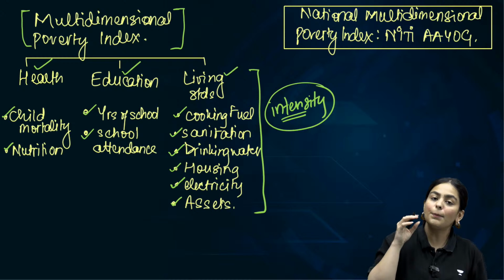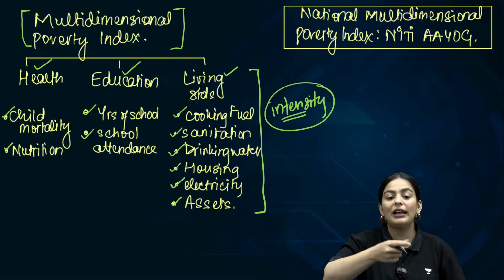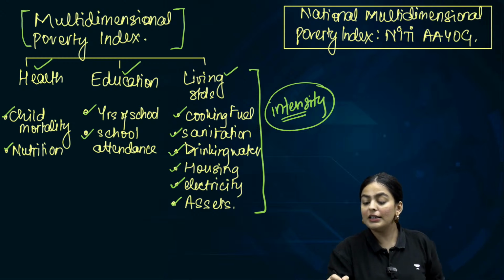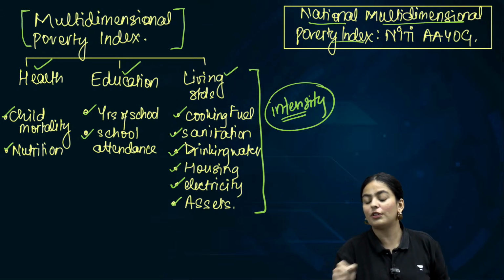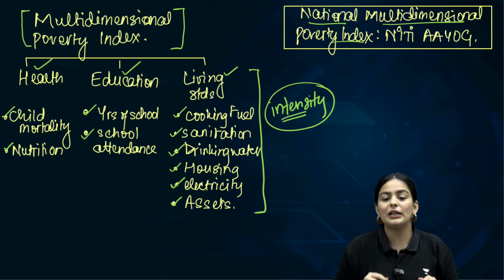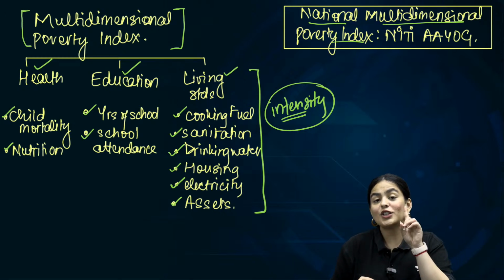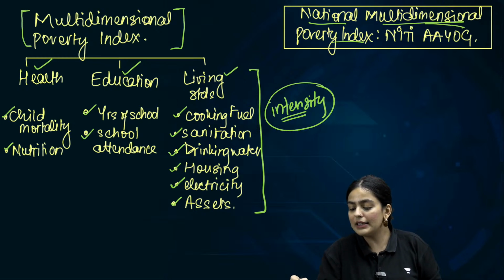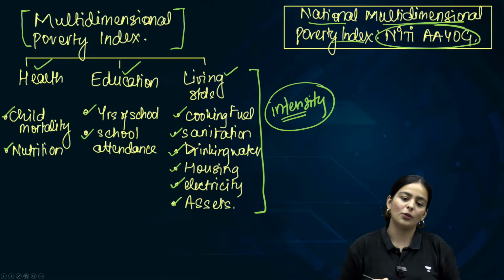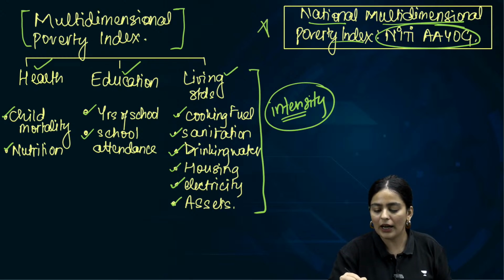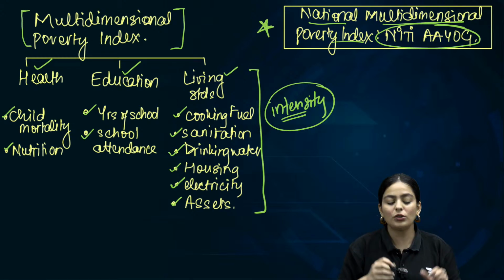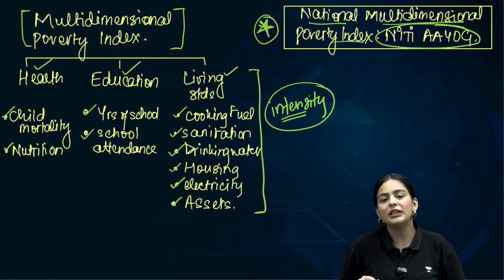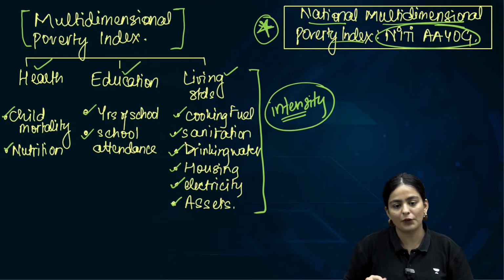Clear? It's important because on the model, on the lines of the multidimensional poverty index, we have launched a national multidimensional poverty index, and that is not launched by CSO, NSO, etc. It is launched by Niti Aayog. So I've written this here so that when you're doing multidimensional poverty index, you can remember Niti Aayog for the national version of it. Clear?